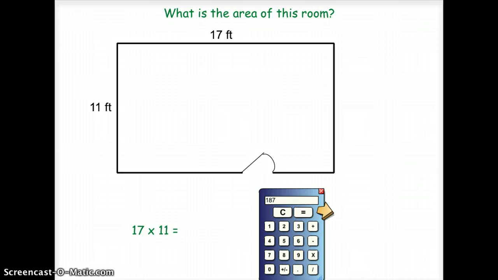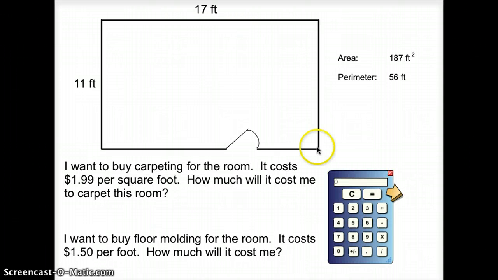So you might be asking, why do I need to know this? Well, here's a basic example. What if you wanted to buy carpeting for this room, and then you wanted to cover the molding? If you don't know, the molding is usually the little white trim around the bottom of the room, around the walls, that keeps the carpeting down. So if I wanted to buy carpeting, I would need to know the surface area of my room. And if I wanted to buy molding, I would need to know the perimeter of the room. So now that you know that the area is 187 feet squared and the perimeter is 56 feet, you can use that information to find out how much it would cost you to get carpeting and molding in this room.